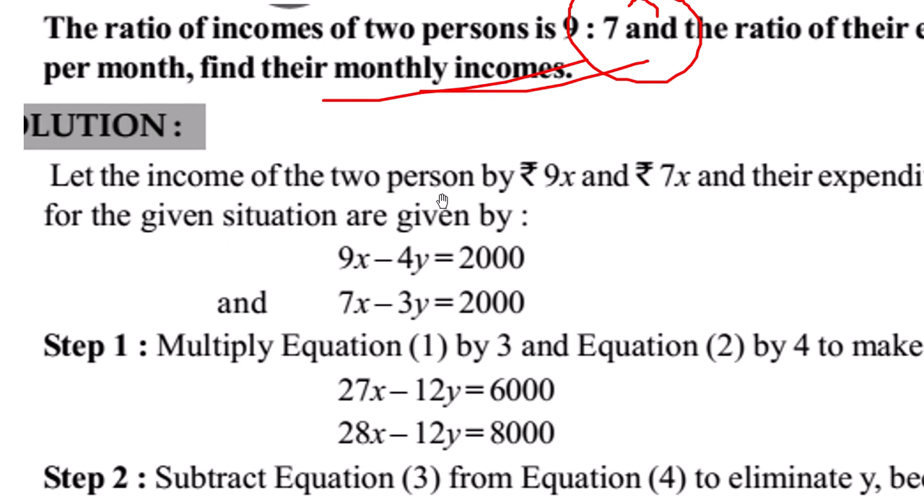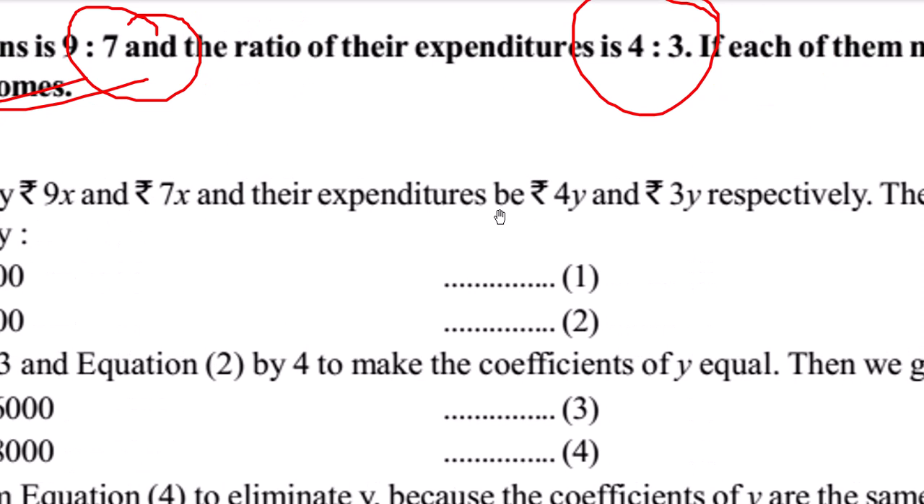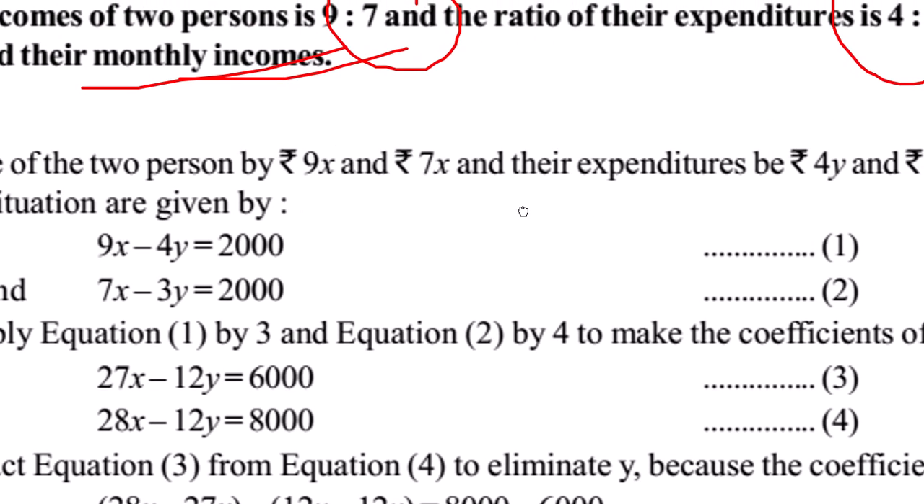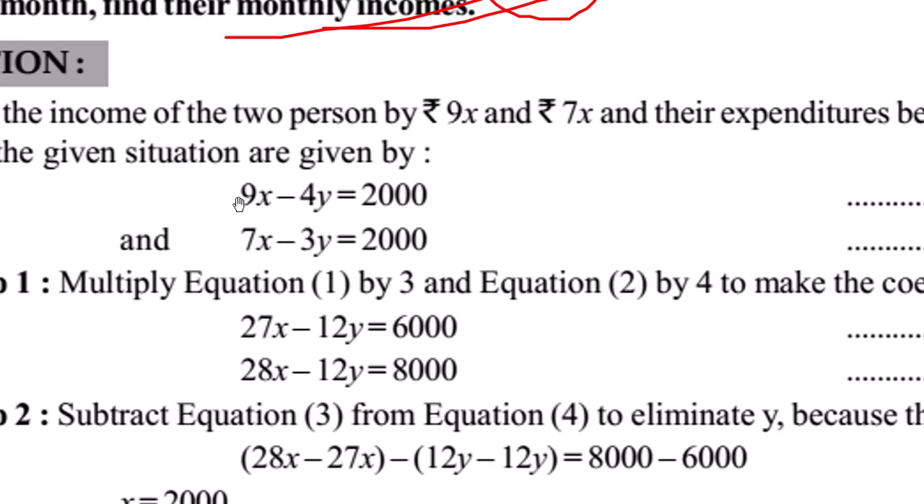So let the incomes of the two persons be 9x, 7x, and the expenditures be 4y, 3y, because incomes are different and expenditures are different. So we are taking variable x for incomes and variable y for expenditures. Then the equations formed with the given data: 9x is the income of the first person, 4y is the expenditure. Income minus expenditure equals saving, which is 2000 rupees. So 9x minus 4y equals 2000, and 7x minus 3y equals 2000 rupees.